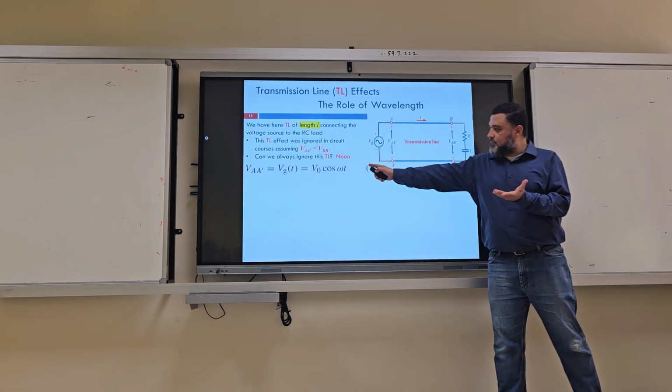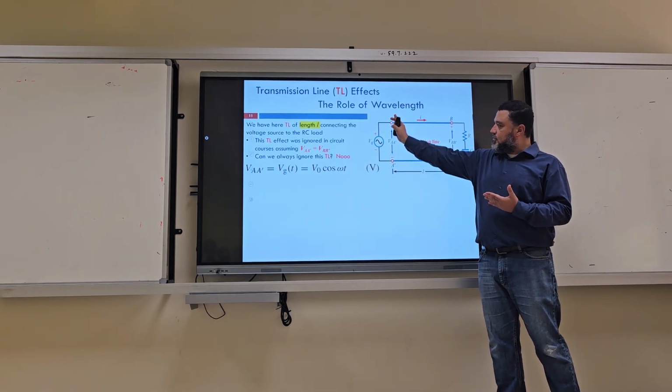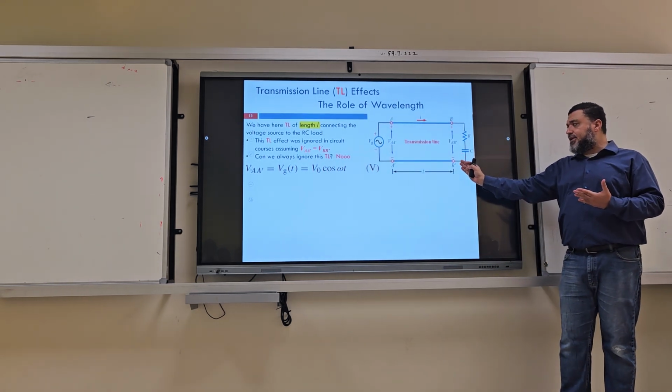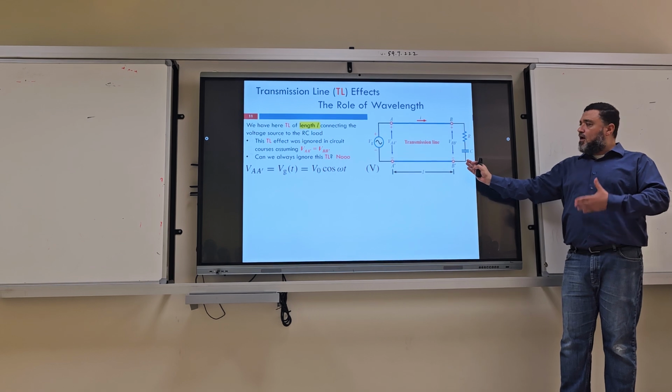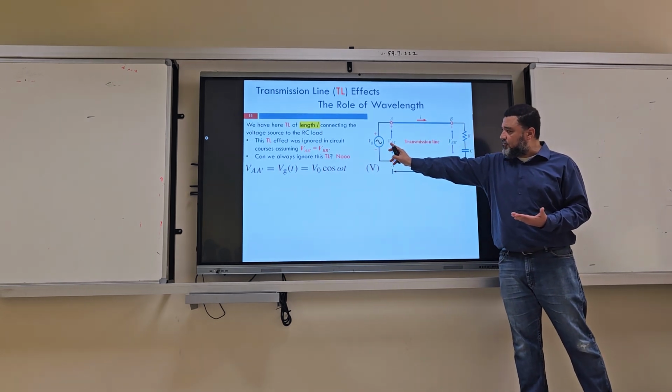Is it the same time? It will be later, after some time. So assuming the time here is 0, the time here is 0. So it will reach here after some delay time. How much is the delay time? How long is the delay time? How long will the wave take to travel from here to here?